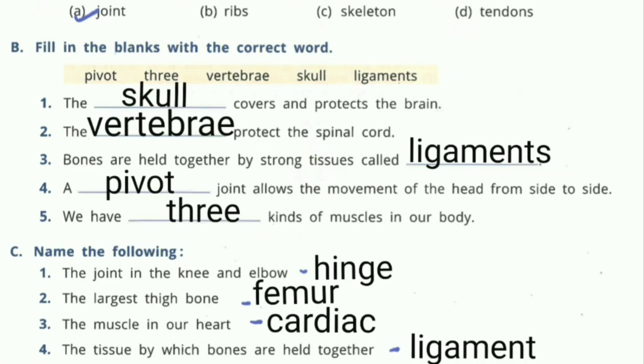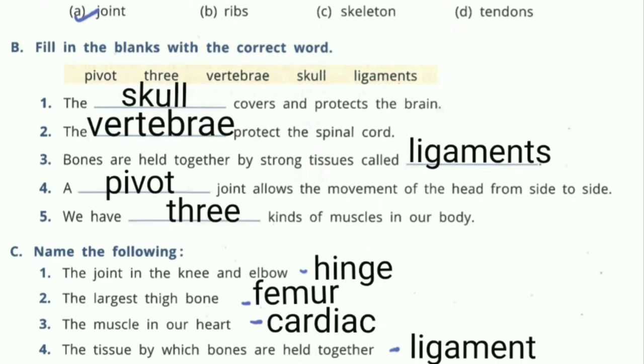Number 2, the vertebrae protect the spinal cord. Number 3, bones are held together by strong tissues called ligaments. Number 4, a pivot joint allows the movement of the head from side to side. Number 5, we have 3 kinds of muscles in our body. Okay? Then we have name the following.